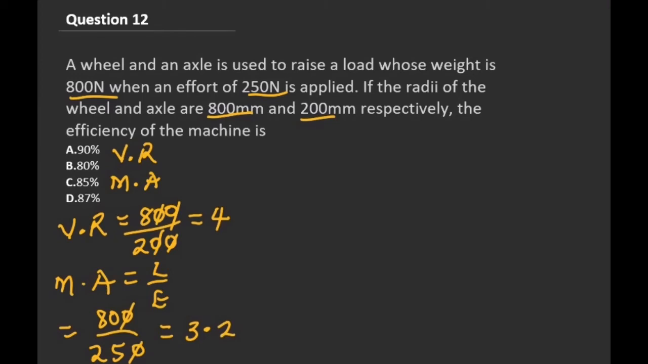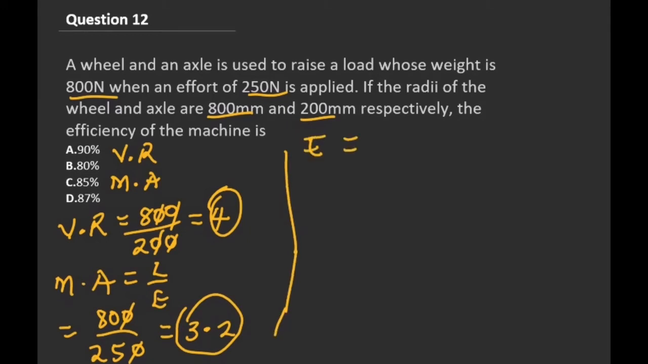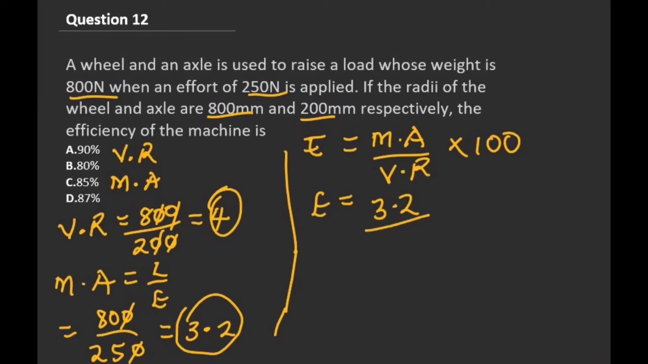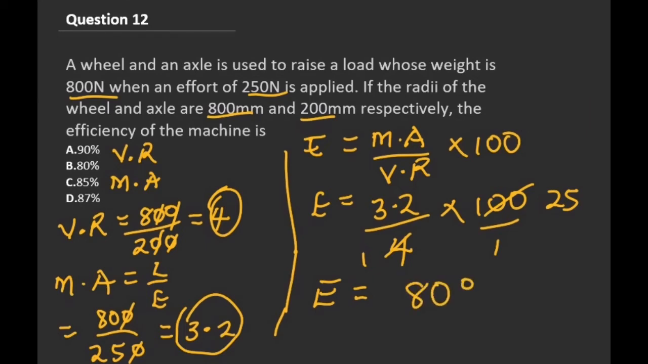Now I have the velocity ratio, the value, and the mechanical advantage. I can now solve for efficiency. Since efficiency is mechanical advantage divided by velocity ratio times 100, efficiency will give me mechanical advantage 3.2 divided by velocity ratio 4 times 100 over 1. Okay, so 4 into 100 is 25. Efficiency, 3.2 times 25 will give me 80%. The right answer is B.